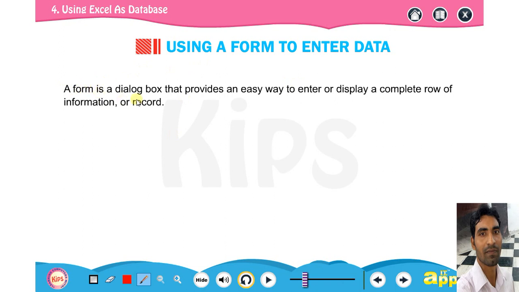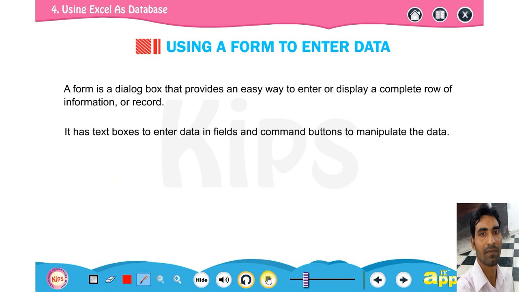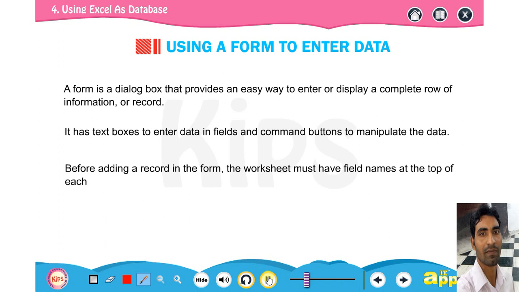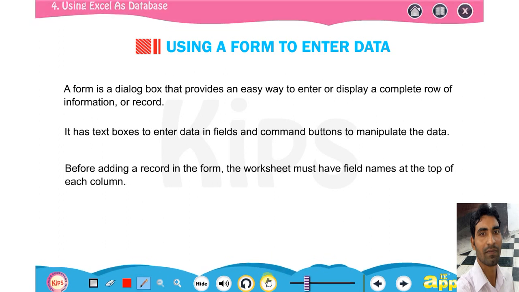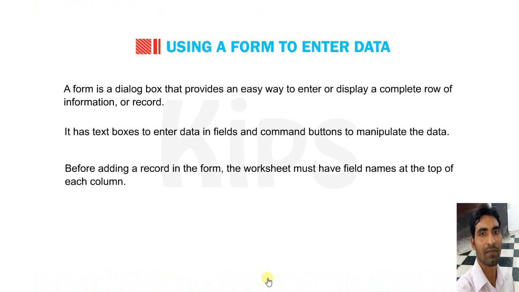What is a form? A form is a dialog box that provides an easy way to enter or display a complete row of information or record. It has text boxes to enter data in fields and command buttons to manipulate the data. Before adding a record in the form, the worksheet must have field names at the top of each column. If you are going to enter records with the help of forms, before that your worksheet must have the field names. Proper field names must be defined at the top. When you have defined the field names, after that you can enter the record with the help of forms.